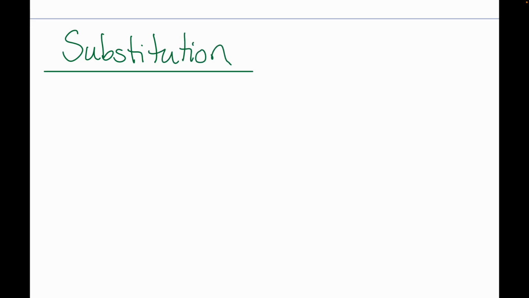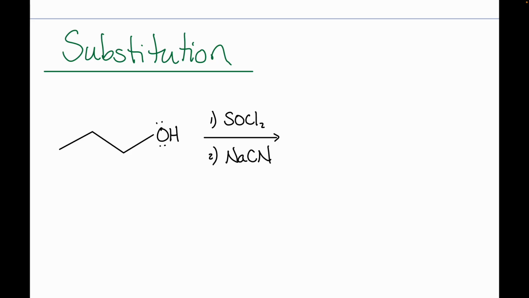Okay, so now let's get back to this topic of substitution. All right, we're going to take our alcohol. We're going to first treat it with, let's say, thionyl chloride. And then we're going to add in sodium cyanide. All right, so what is my product going to be after these two steps?